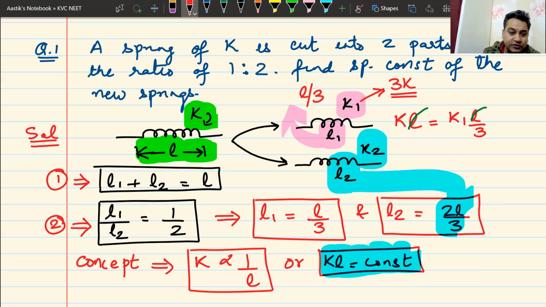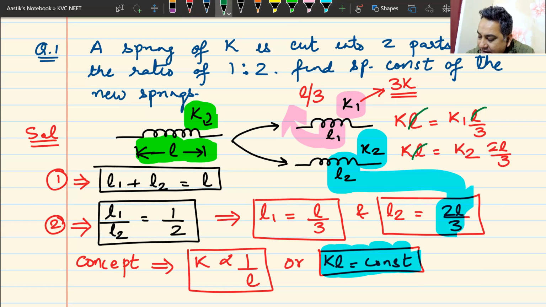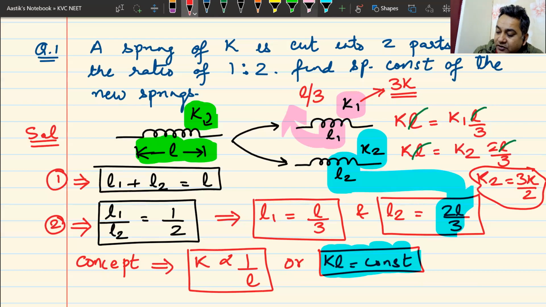To find the answer for K2, what you have to do is original spring K into length L will be equal to the new spring K2 into the new length. The new length is 2L/3. Cutting the obvious part out, which is L, you should be able to tell me the value of K2. And what is the value of K2? K2 will be 3K/2. Do we all understand this? Do we have an understanding of how this is done?